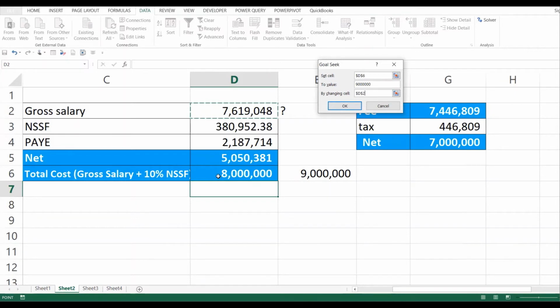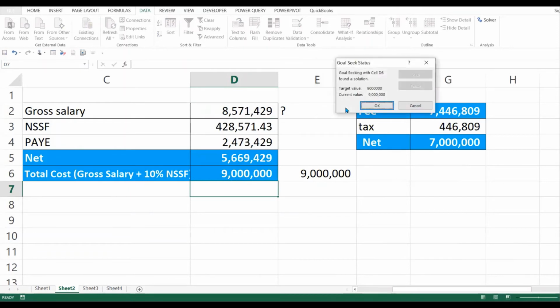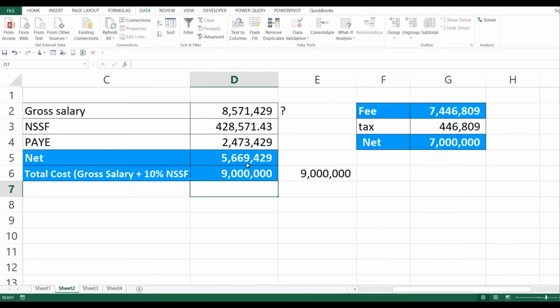I want my total cost to be 9. By changing what cell? I want to change the cell of the gross. So I'm changing the gross so that my total cost is 9. So I say okay. Now, when I do that, it recomputes and shows me that for you to get 9 million as your result, your gross should be 8.5.